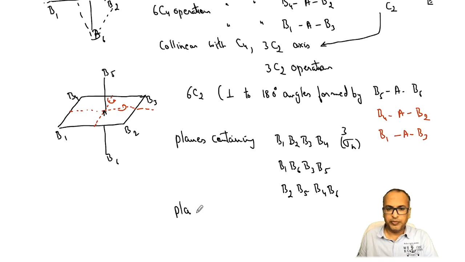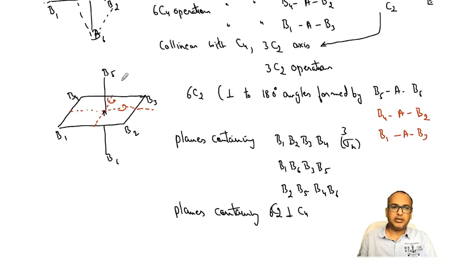Then there will be planes containing the 6 C2s perpendicular to C4s. Now these are the 6 C2s present. So for example, for this C2, there will be a plane containing it, and a plane containing this C2. Basically the planes which are dividing these planes. So this particular plane can be divided in two ways. One way is marked in red over here and another way is marked in red over here. Similarly, these four planes can also be divided by two possible ways and two possible ways. So there will be six such planes which are called six sigma Ds.